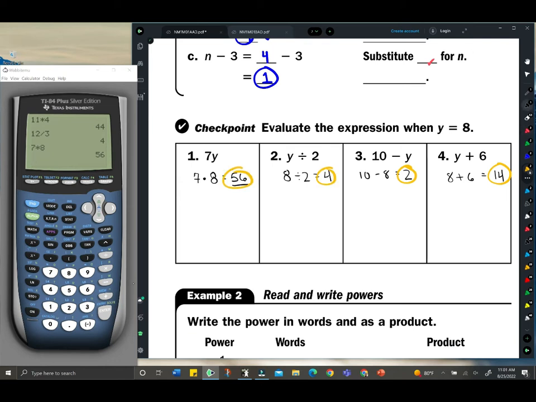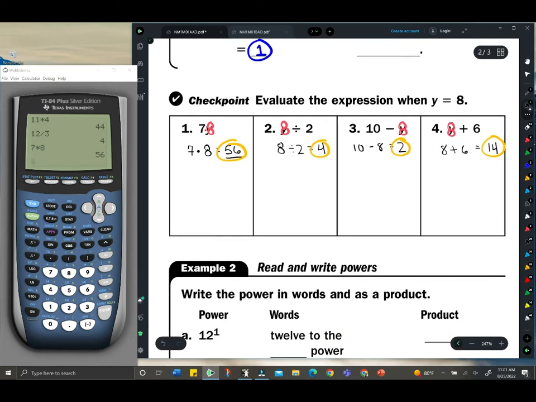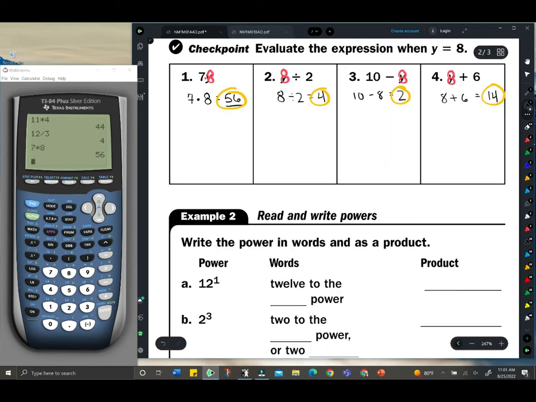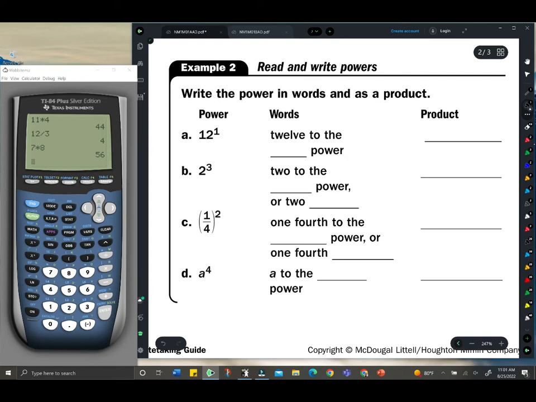Okay, so those are the answers there. How did you do? Remember, you are substituting 8 in for y in all of these different cases, and then you do the operations. If you didn't do so hot on those, keep watching. Maybe try out some extra in the practice. Definitely reach out to me if you're not sure.